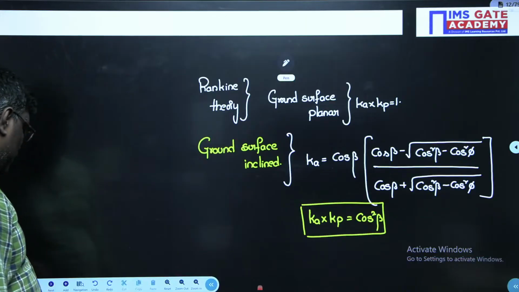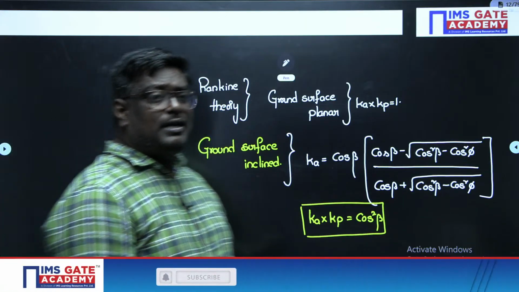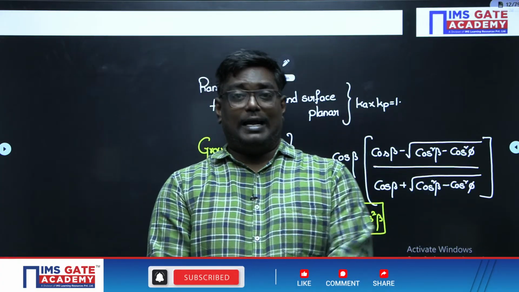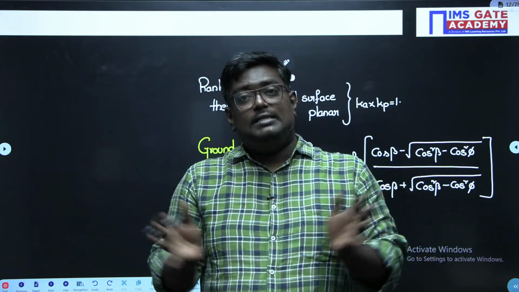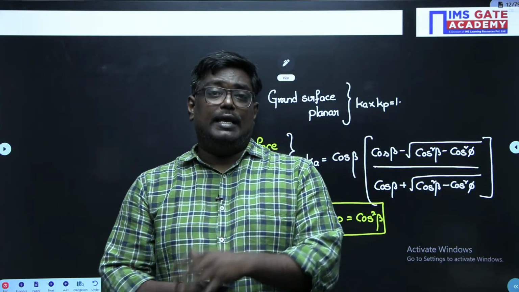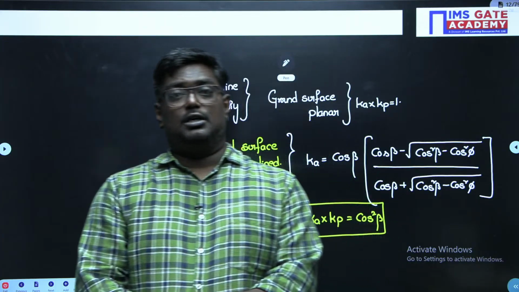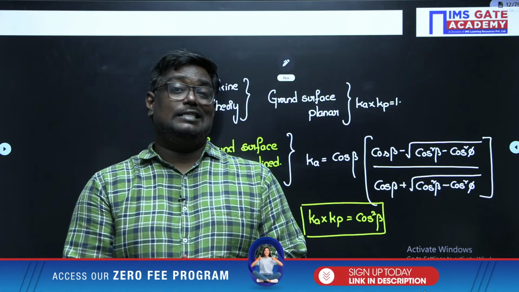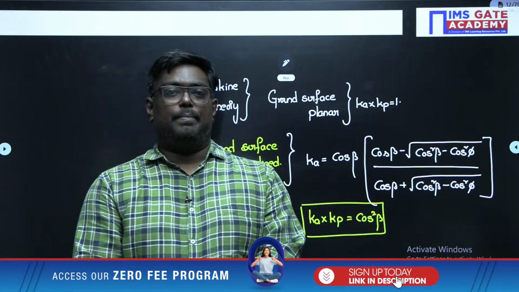So these are the important things. So let me summarize what we have to do in the earth pressure. First, the coefficient of active earth pressure is when the wall movement is away from the backfill, or the yielding of the soil mass is due to tension. Passive earth pressure is when the wall movement is towards the backfill, or the yielding of the soil mass is due to compression.